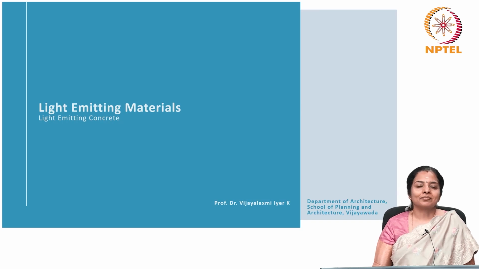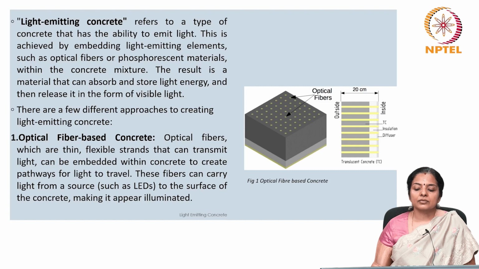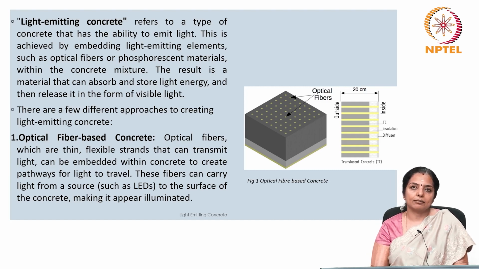Hello everybody. Last class we saw agrobricks in great detail, agrobricks as an innovative building material. In today's class we will see yet another innovative building material, which is light emitting materials or light emitting concrete. Now, light emitting concrete refers to a type of concrete that has the ability to emit light. This is achieved by embedding light emitting elements such as optical fibers or phosphorescent materials within the concrete mixture.